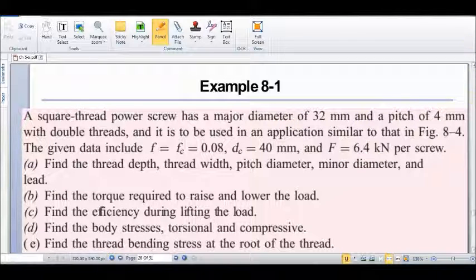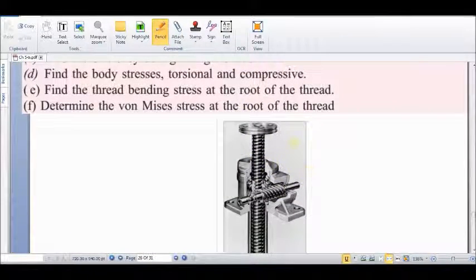From the chapter of non-permanent joints, the topic of this example is about the power screw. Here we have a square thread power screw with a major diameter of 32 millimeter and a pitch of 4 millimeter, with double thread, and it is to be used in an application similar to the figure that we had for transmitting rotational motion to linear motion.